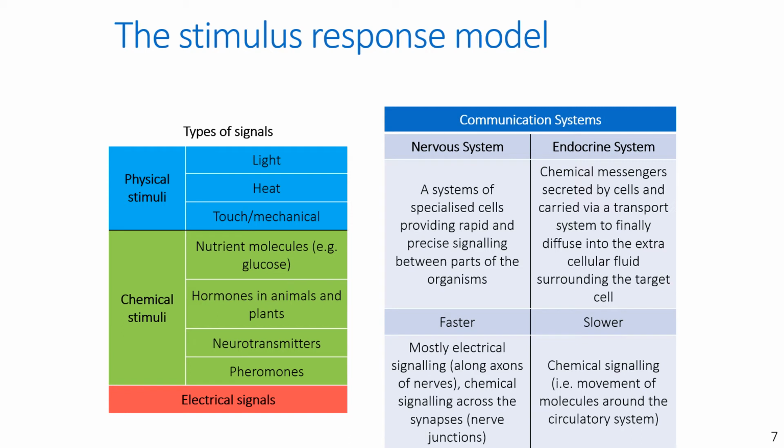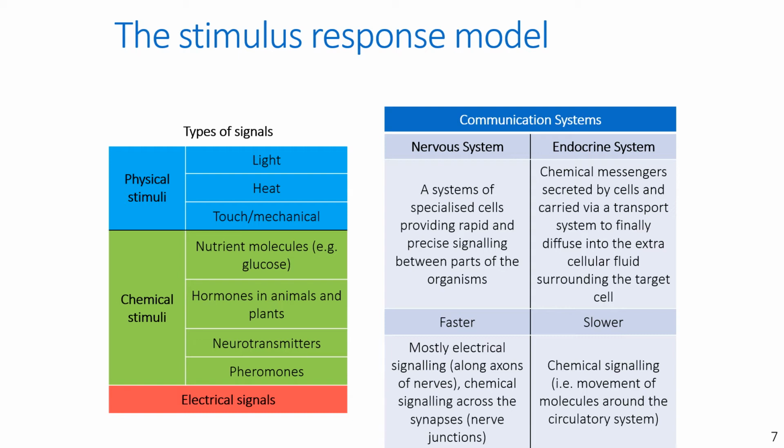This just overviews types of signal. There are physical stimuli like light, heat, and pressure. There are chemical stimuli like nutrient levels. Then you also have your hormones, neurotransmitters and pheromones, which we'll all look at as part of this topic. And then there are electrical signals as well.